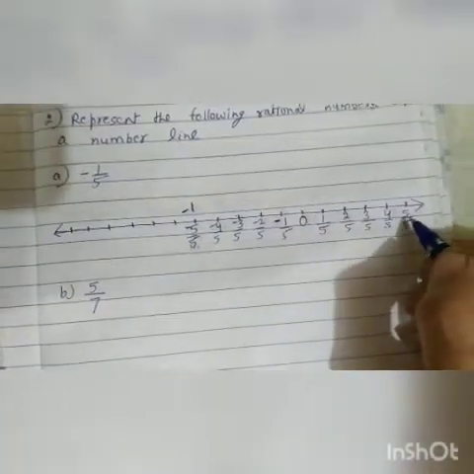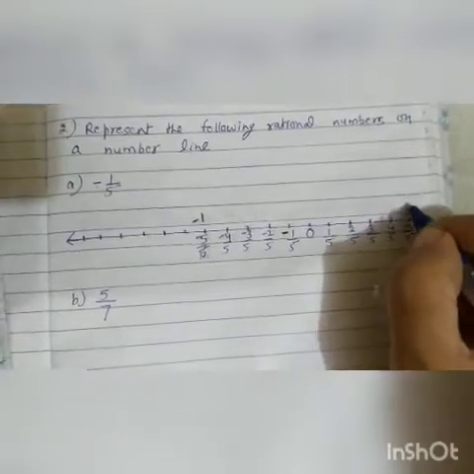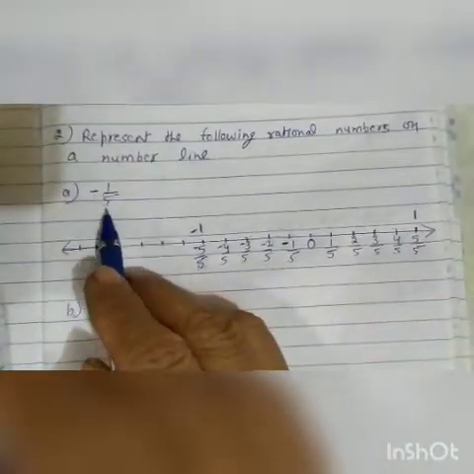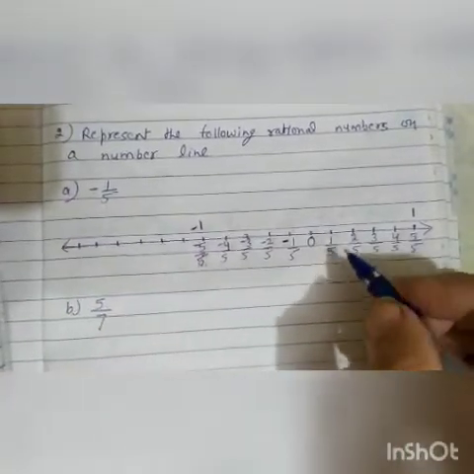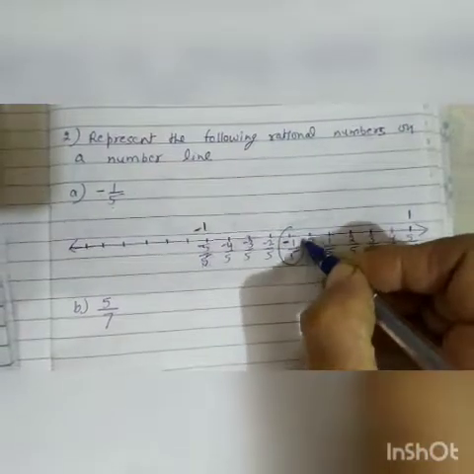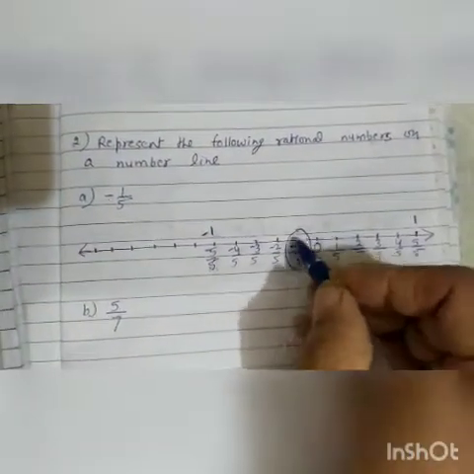In the same way here, 5 upon 5 means 1. It means this point will show plus 1. Now we have to show minus 1 upon 5. So here, which point is showing minus 1 upon 5? This is minus 1 upon 5. We will make a circle including this point.